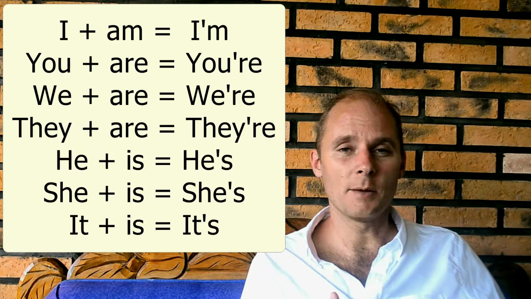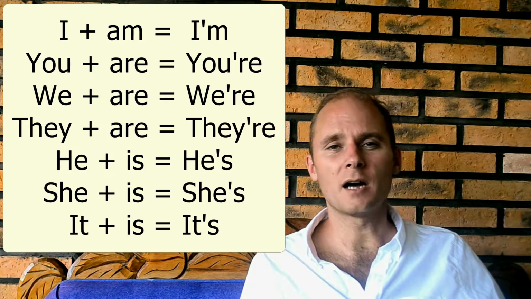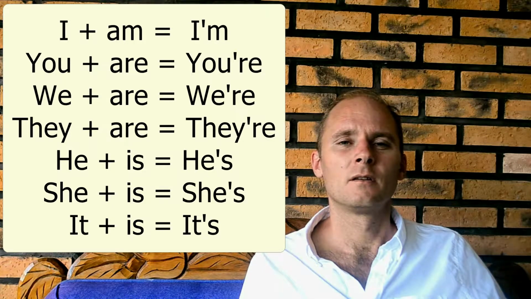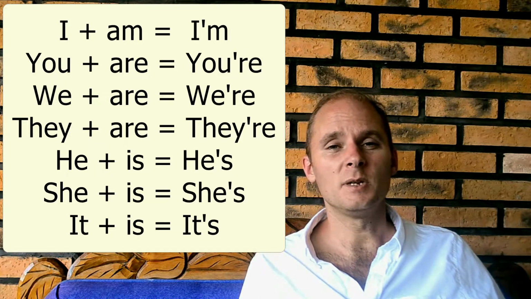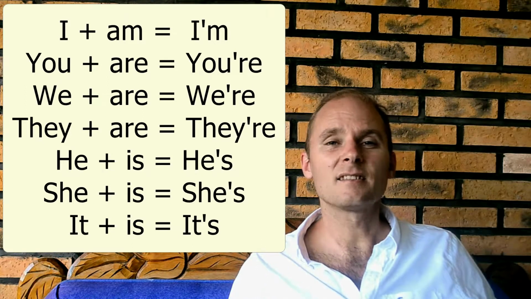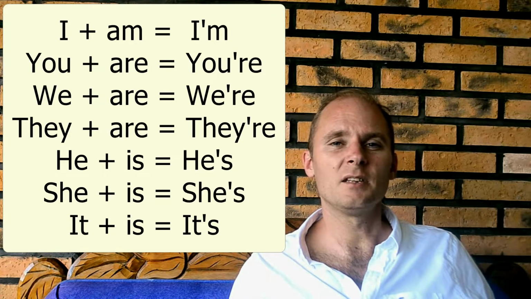It is also very common in both spoken and written English to use contractions. A contraction is when we combine two different words to become one word. In positive sentences, we combine the I and the am to become I'm. I'm a teacher. The you and the are to become you're. You're a student. The we and the are to become we're happy. They're purple. He's on his phone. She's in bed. It's in my pocket.